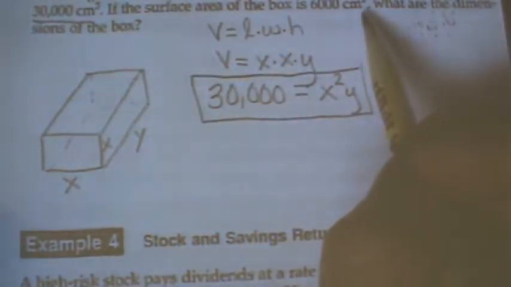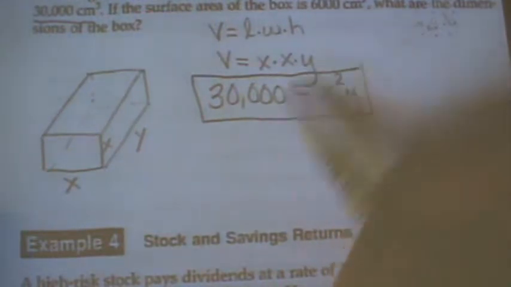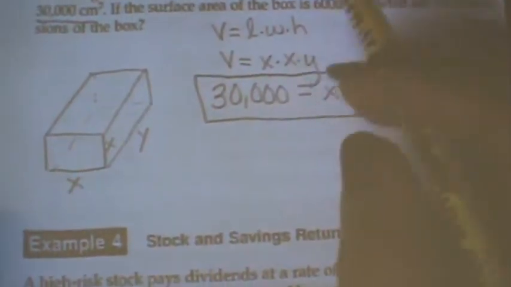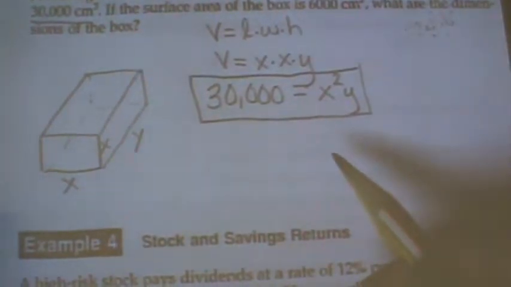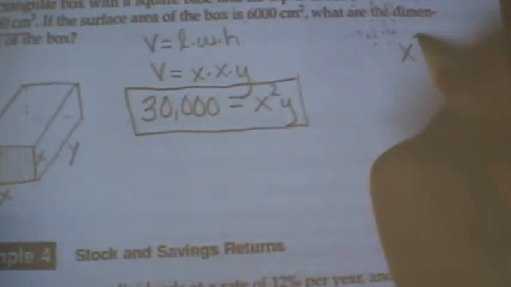Now, let's keep reading. It says, if the surface area of the box is 6,000 centimeters squared, then find out what the dimensions of the box are. What is surface area? It's like the area of each individual side. So let's count. Here's the bottom. What's the area of this bottom right here? x squared. Plus, what's the area of this side right here?